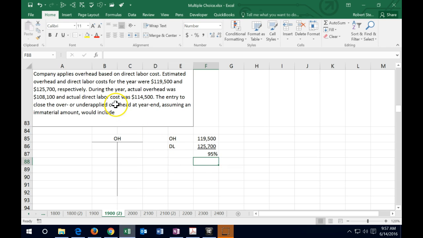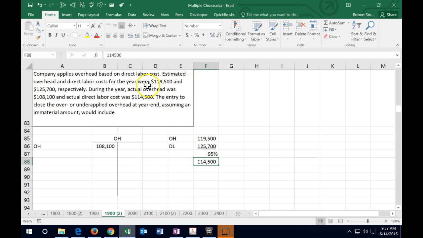So then it says, during the year, actual overhead was 108,100. If we look at the overhead T account, that's what actually happened. That includes depreciation on the factory, utilities on the factory, indirect labor on the factory, anything on the factory or any process that we cannot apply to the job directly goes into there. And then we're going to use this number to allocate the amount that actually happened based on direct labor. So direct labor was 114,500.